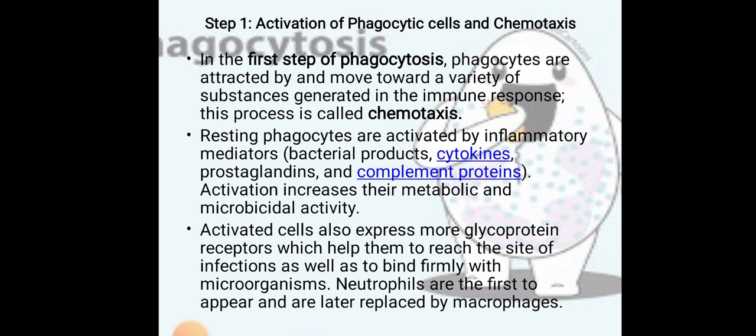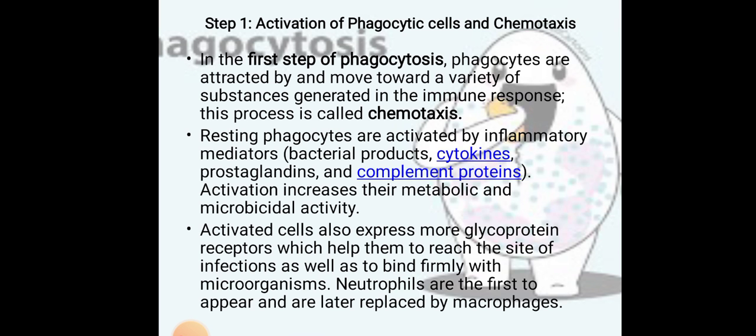These inflammatory mediators specifically include different types of bacterial products, including the lipopolysaccharides, then the different cytokines which are secreted by the immune cells, then the prostaglandins and the complement proteins. All of these factors act as inflammatory mediators, and they are responsible for the activation of the phagocytic cells. This activation step increases the metabolic and the microbicidal activity of the phagocytic cells.